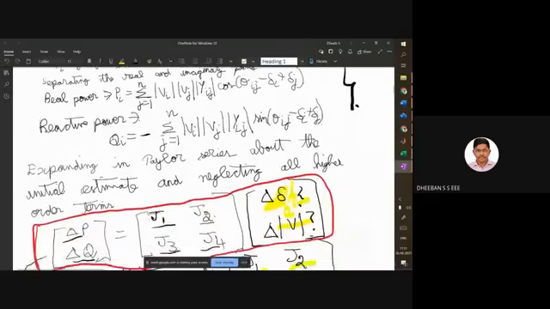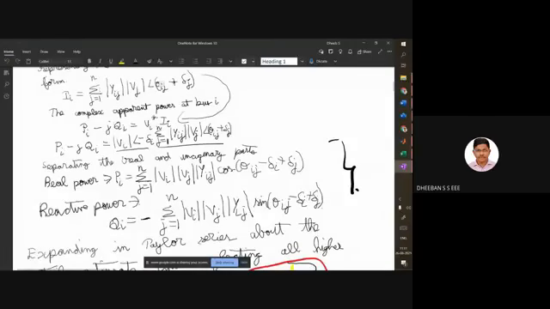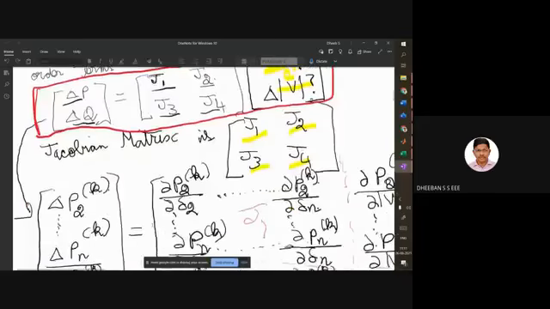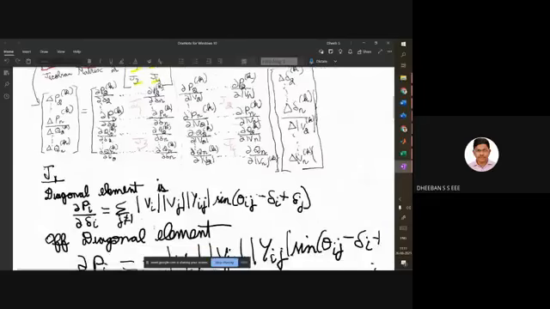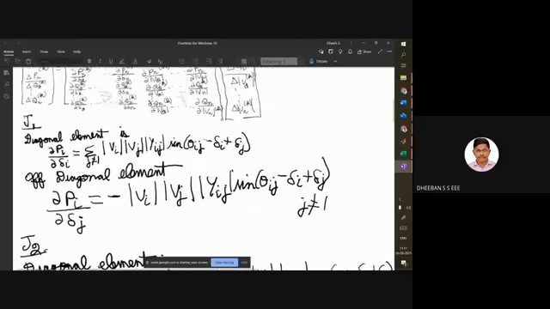Over here, I want to emphasize a single point. While expanding this equation, you're getting the real power as a summation, right? Whereas the reactive power, not over here. Wait a minute. Yeah, over here for the Jacobian matrix, you're getting the diagonal element to be a summation one, right? Whereas in case of your off diagonal element, the summation is not possible.